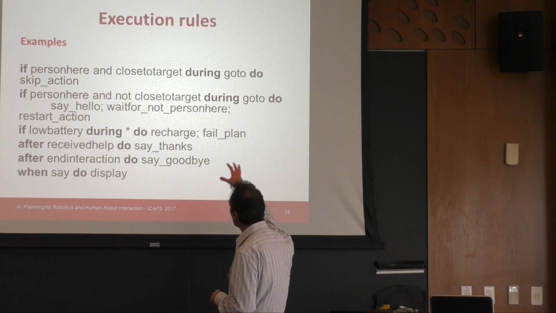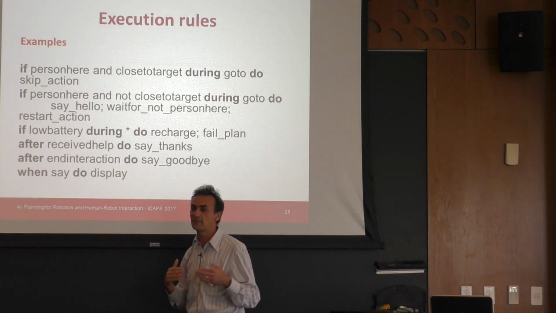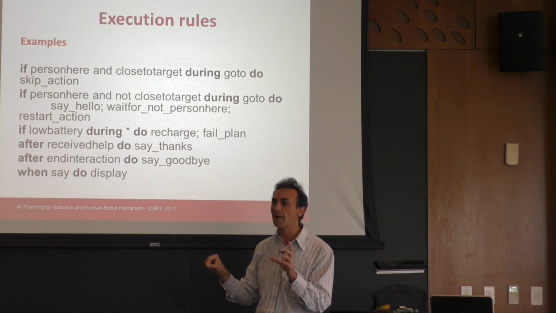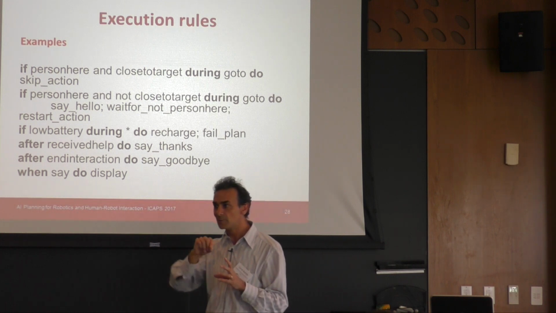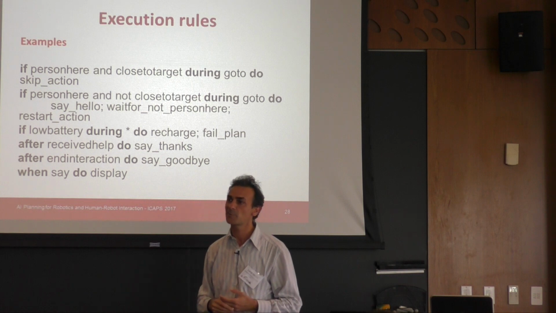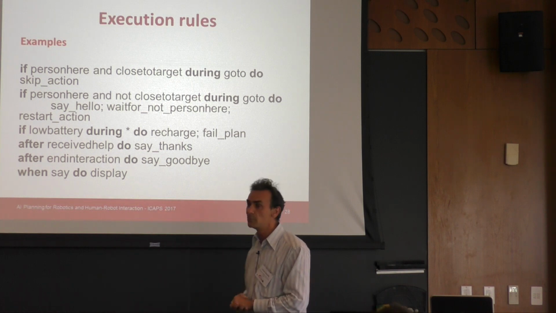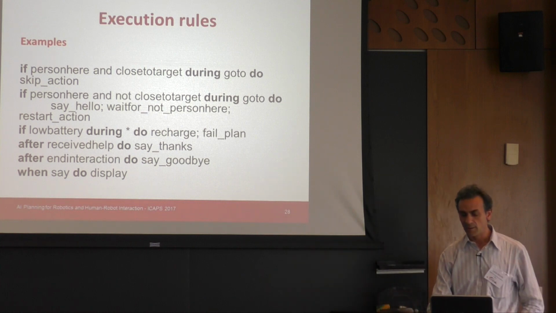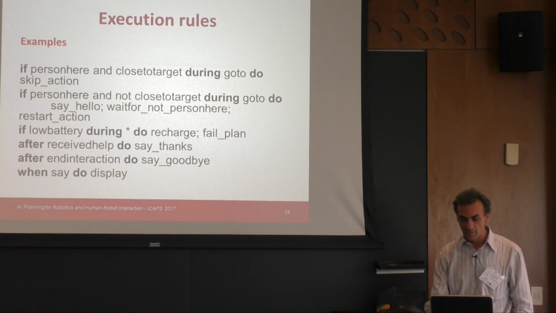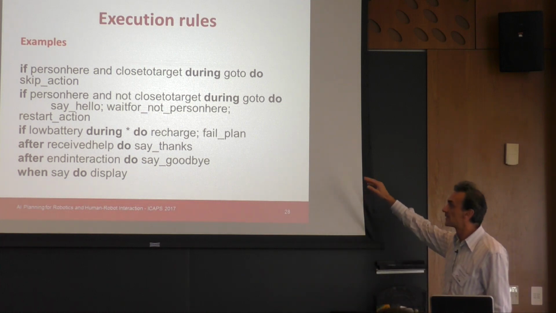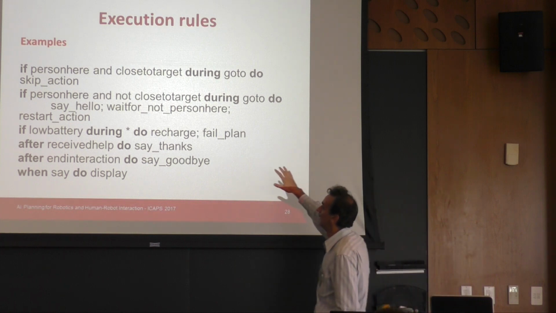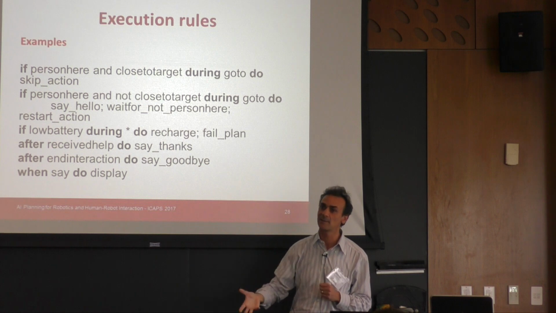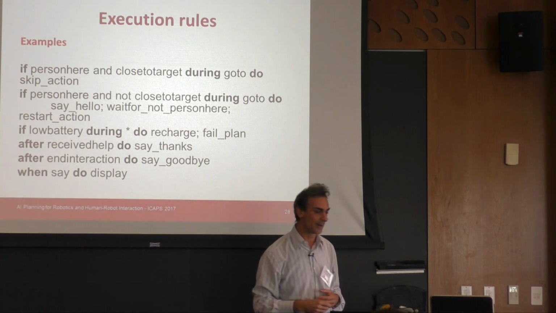Okay? So the idea is to provide, at a declarative level, ways of modifying the PNP to add some features that are important during the execution of the plan. And so nothing else: only what is written here will affect the control of the robot.